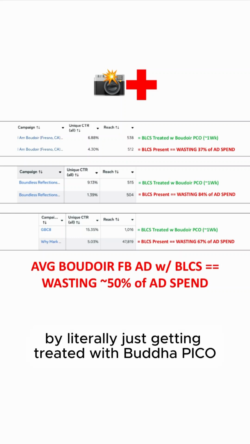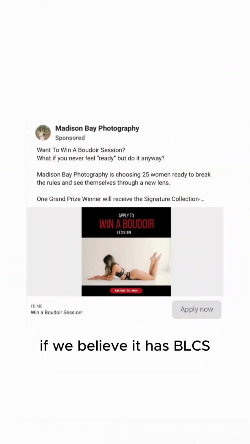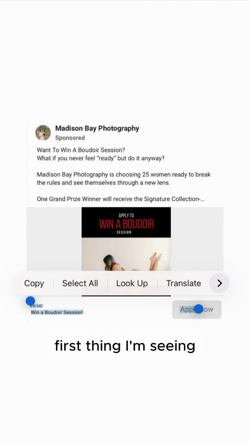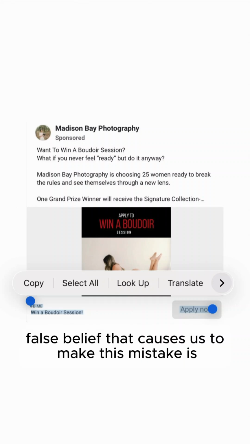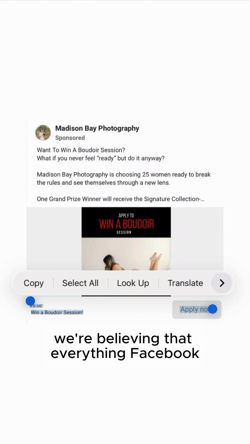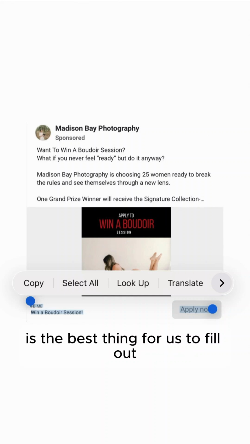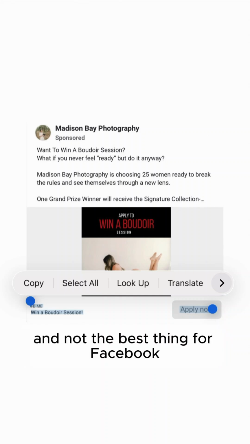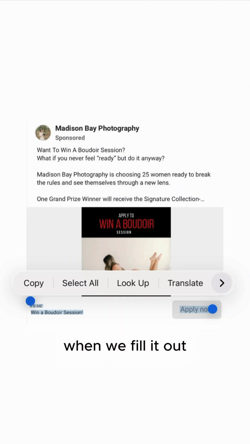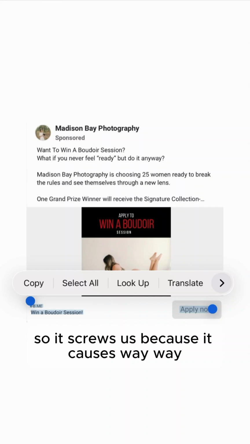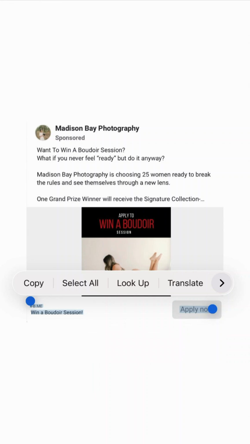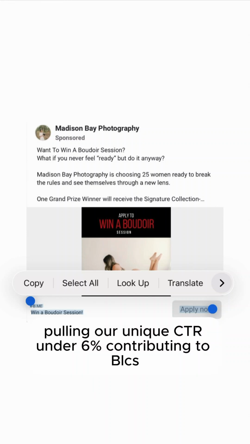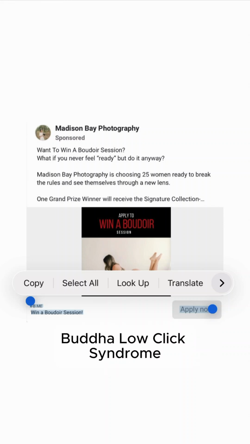All right, so now we're going to diagnose this if we believe it has BLCS, Boudoir low click syndrome. First thing I'm seeing, we've got the below creative cluster mistake. The false belief that caused us to make this mistake is we're believing that everything Facebook tells us or recommends us to fill out for our ad is the best thing for us, and not the best thing for Facebook when we fill it out. So it screws us because it causes way more women to scroll by our Boudoir Facebook ads than necessary, pulling our unique CTRL under 6%, contributing to BLCS, Boudoir low click syndrome.